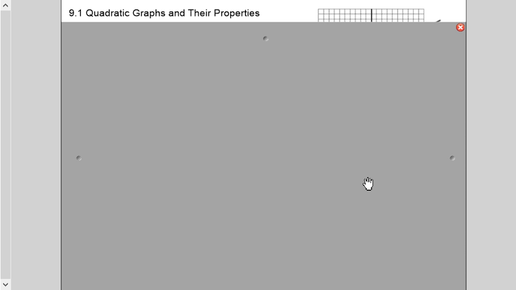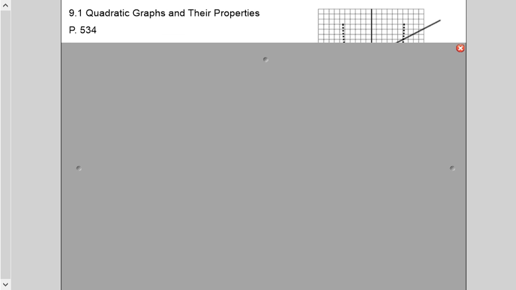Hey everybody, this is Chapter 9, Section 1. Title is Quadratic Graphs and Their Properties. Starts on page 534. First, we have to look back at some old material that we've done before.